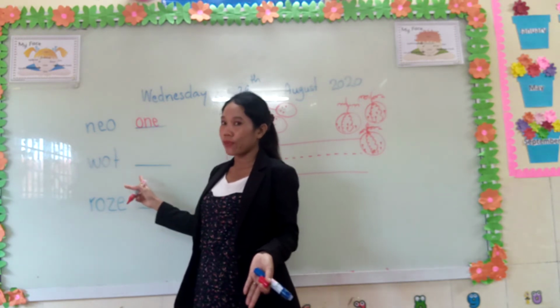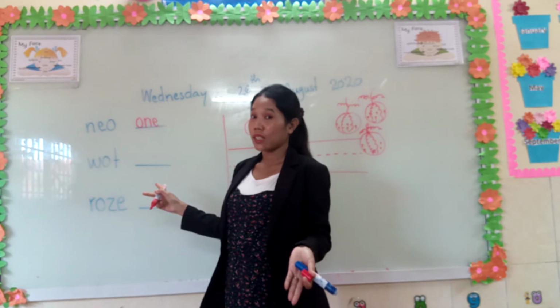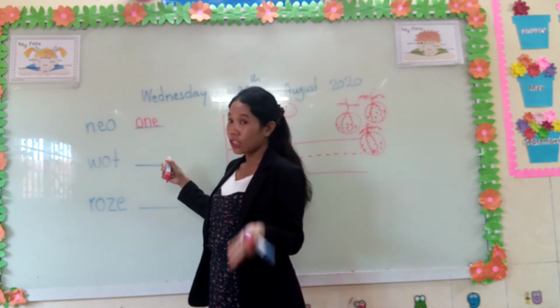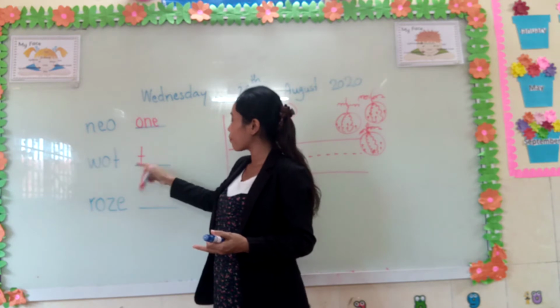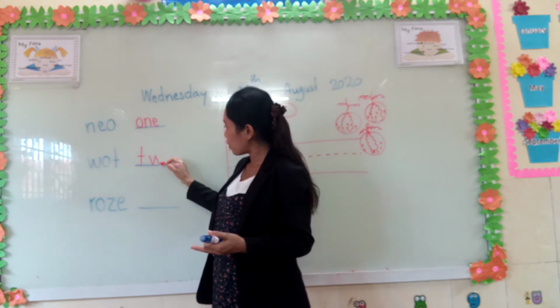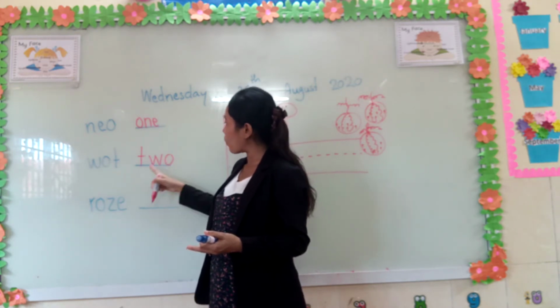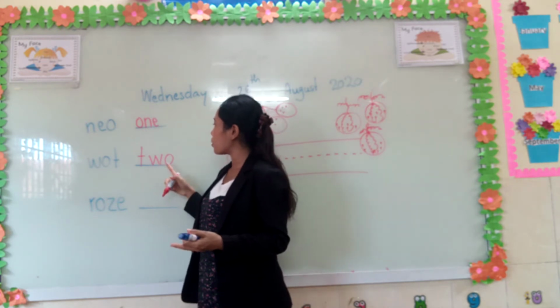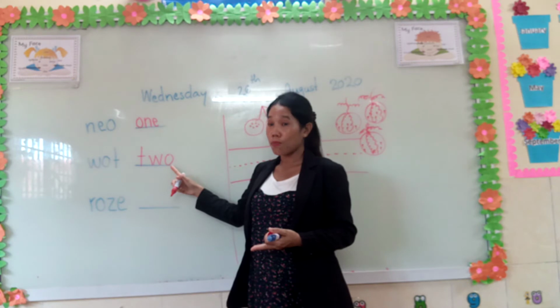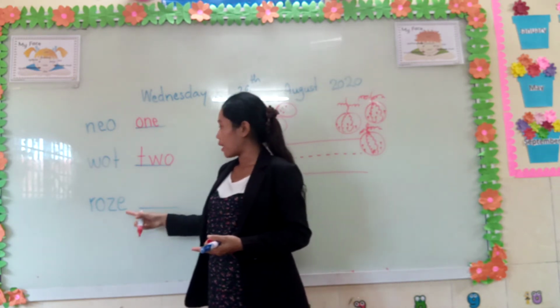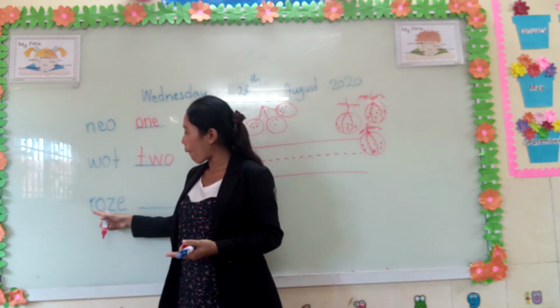Okay, now the next word teacher has is W-O-T. Can you read that word? No, it's wrong, right? So what letter should you put first? Start with letter T. And the last letter is O. T, W, O. We say two. Two spells T, W, O.